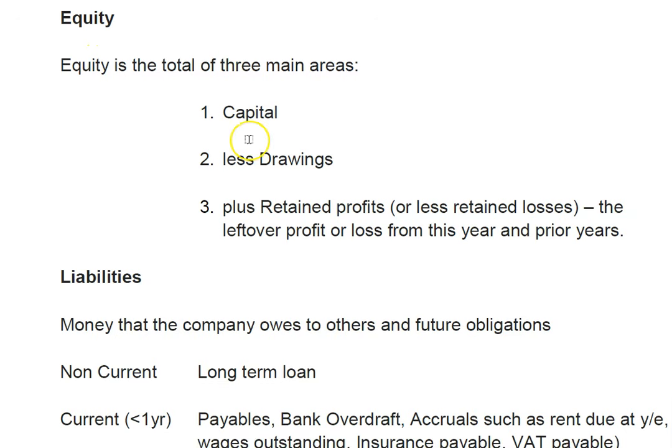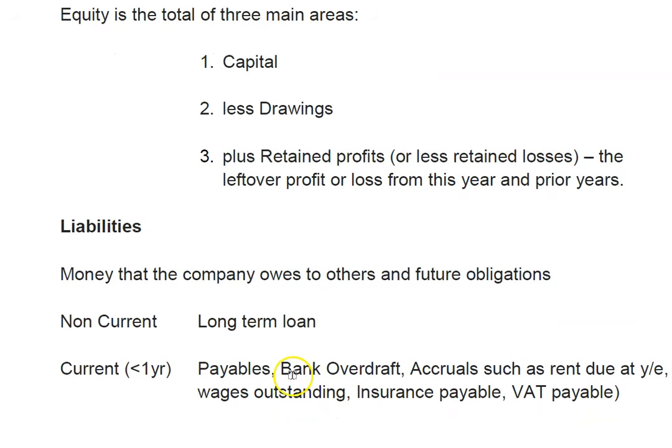So equity is the section of the company that belongs to the owner, and it's made up of the capital, which is money invested, less any drawings, which is money or resources taken out by the owner, plus retained profits or less retained losses. And then we have liabilities, and they get shown as either non-current or current.